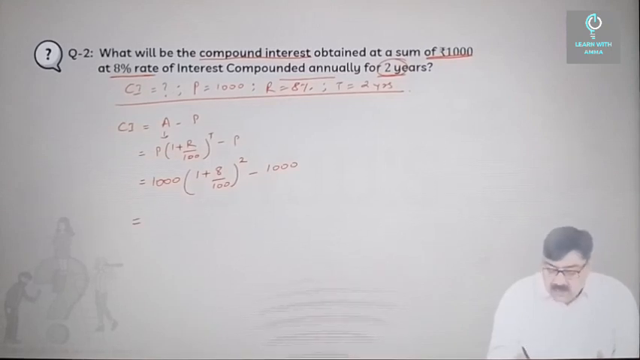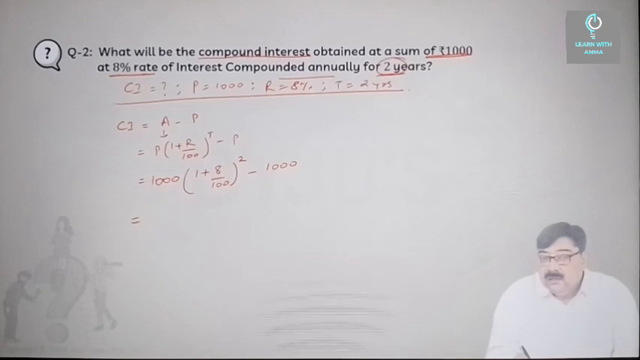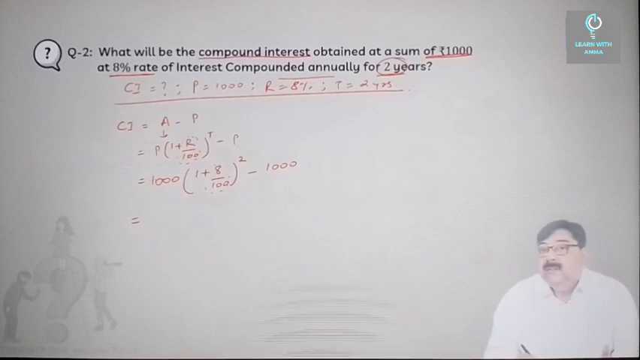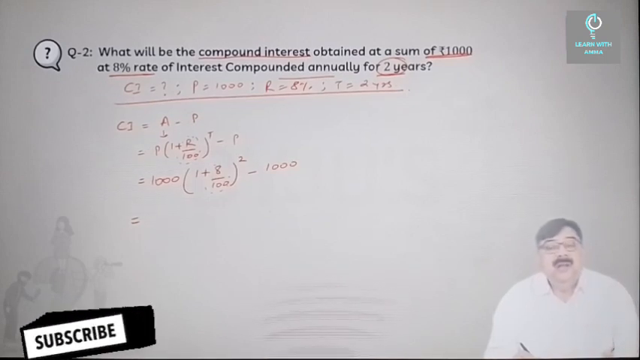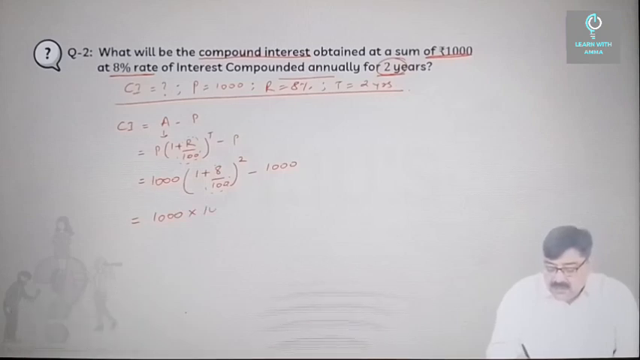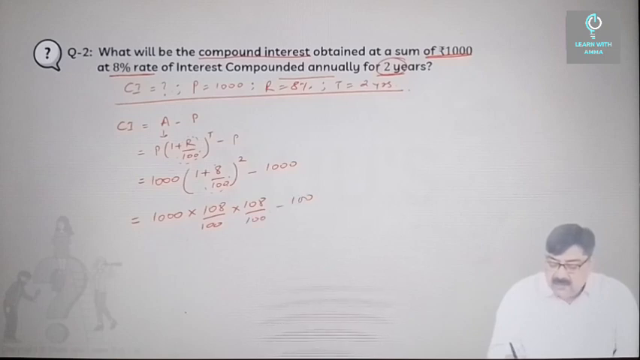Now what do we have here? I told you, do not try to balance the numerator and denominator when it comes to this particular portion, R by 100. Here it is given to you as 8 by 100. You could have very easily written this as 2 by 25, but it is not required. The reason is, again, you will have to divide by 25, which is occurring in the denominator, and you'll try to balance out another numerator or another figure. What I'm trying to say here is, write it like this: 1000 into 108 by 100 into 108 by 100, minus 1000. Now do the cancellation part.